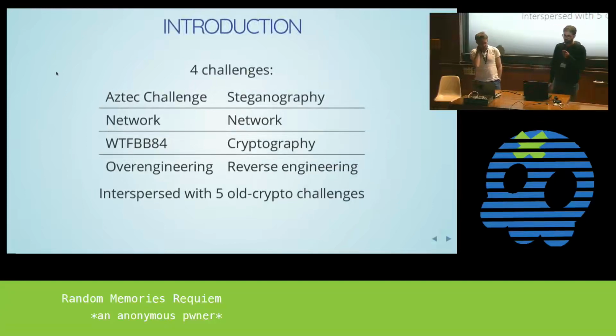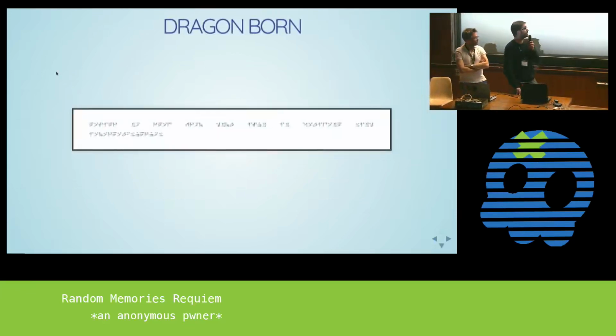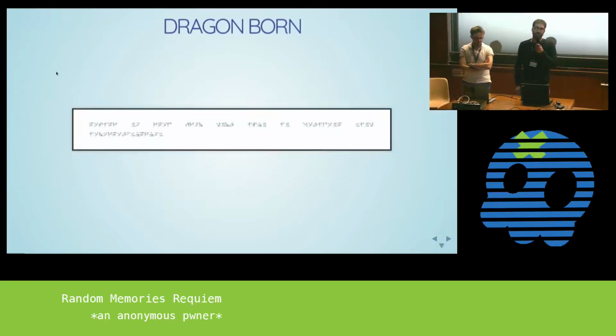So this challenge was composed of 4 levels: one of steganography, one of cryptography, one of network, and the last one was a reverse engineering challenge. And actually, all the levels were interspersed with five cryptography challenges, easier ones that can be solved for most of them with a pen and a paper. So let's start with the first old crypto challenge.